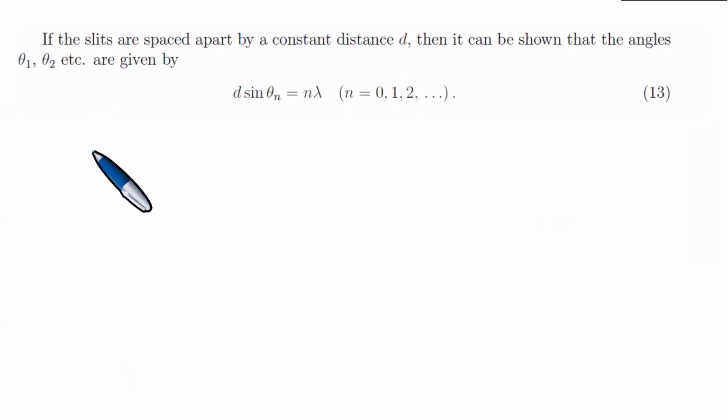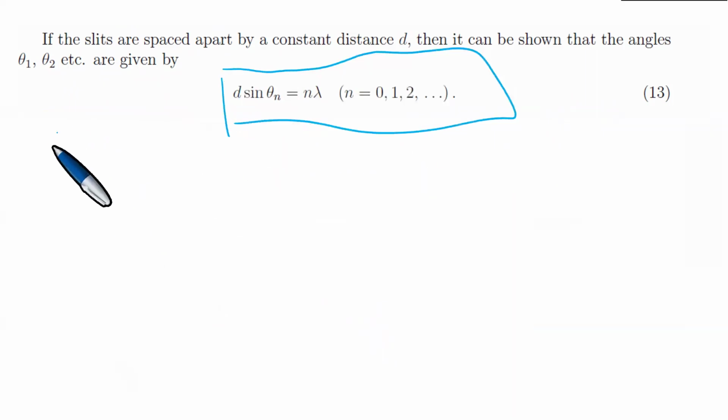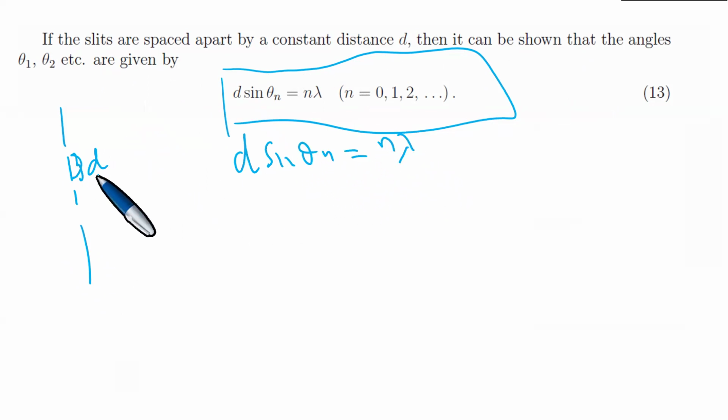Diffraction grating itself is very important, but what are the formulas associated with it? If the slits are spaced apart by a distance d, then it can be shown that the angles theta 1, theta 2, etc. are given by these. If there's a slit and there's a slit and the distance is d, then d sine theta n equals n lambda, where theta 1 displays symmetry. It is n lambda because we are seeing bright fringes there, so there is a pattern of constructive interference.